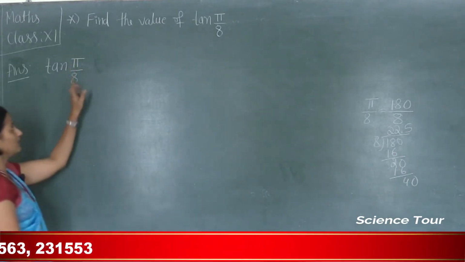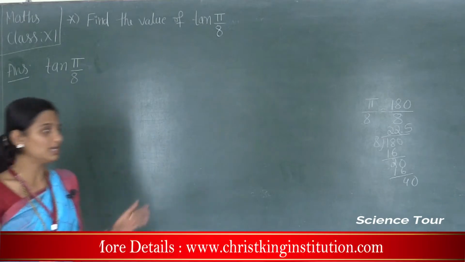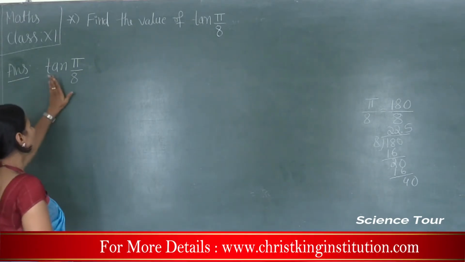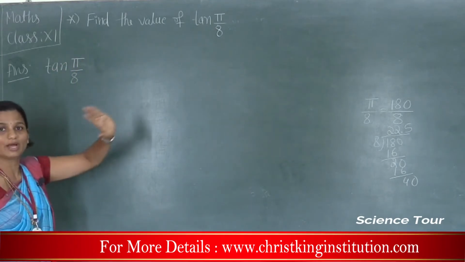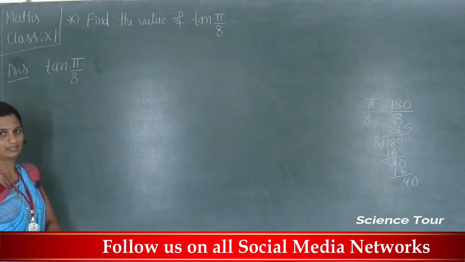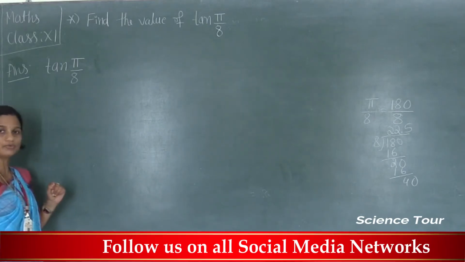So pi by 8 means how much? 22.5 degrees. You need to find the value of tan 22.5 degrees, or tan pi by 8. Clear this? Yes. Now how to find this?